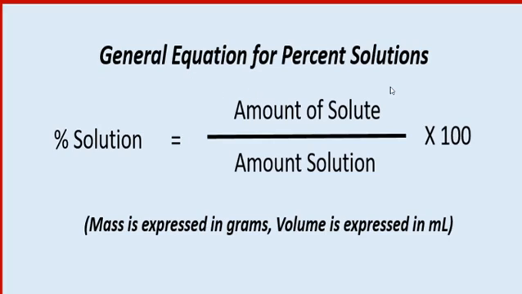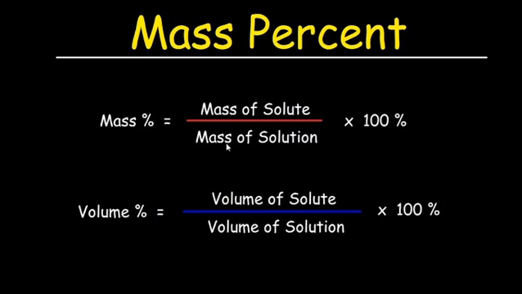The general equation for percent solutions: percentage of the solution is equal to amount of solute divided by amount of solution, times 100. Amount of solution means solute plus solvent. Mass is expressed in grams and volume is expressed in ml.